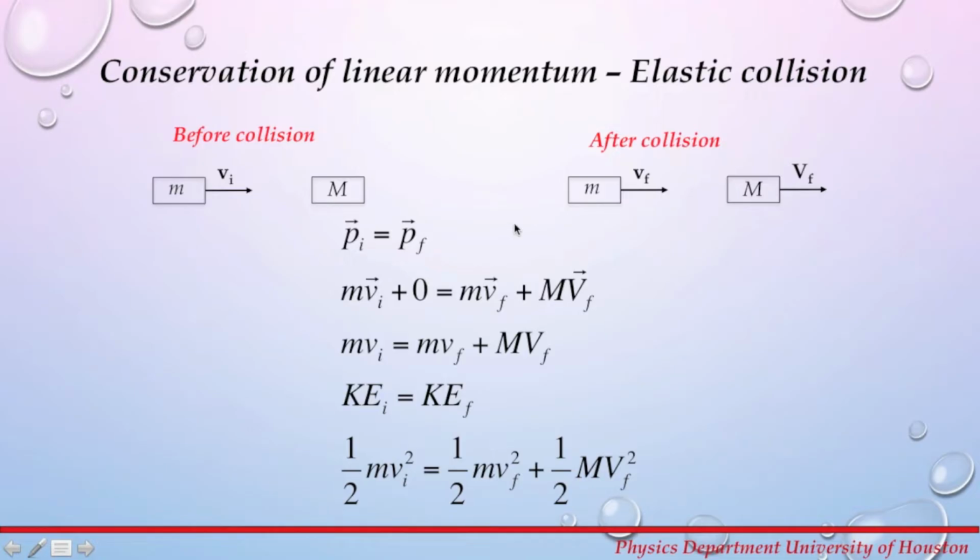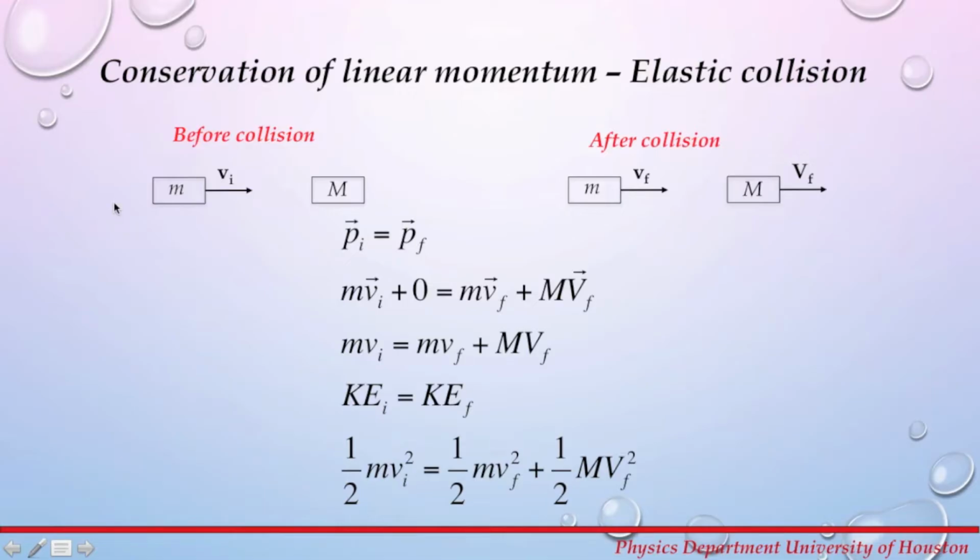The equation for conservation of momentum is given by P initial equals P final. Before the collision, the target was at rest, so the momentum of the target was 0, and the projectile was moving with initial velocity vi, so the momentum of the projectile is mass times the vector of initial velocity. And then after the collision, both of the objects were moving and both of them contributed to the momentum of the system. So the momentum is the mass of the projectile times the final velocity of the projectile, plus the mass of the target times the final velocity of the target.